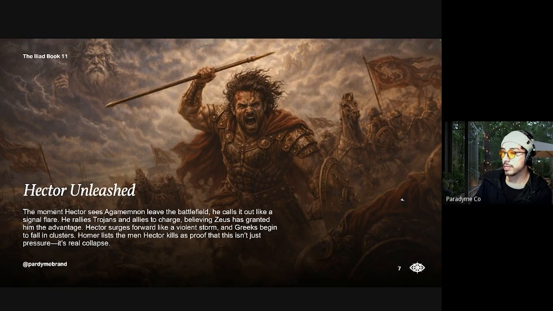Hector unleashed. The moment Hector sees Agamemnon leave the battlefield, he calls it out like a signal flare. He rallies Trojans and allies to charge, believing Zeus has granted him the advantage. Hector surges forward like a violent storm, and Greeks begin to fall in clusters. Homer lists the men Hector kills as proof that this isn't just pressure, it's real collapse.